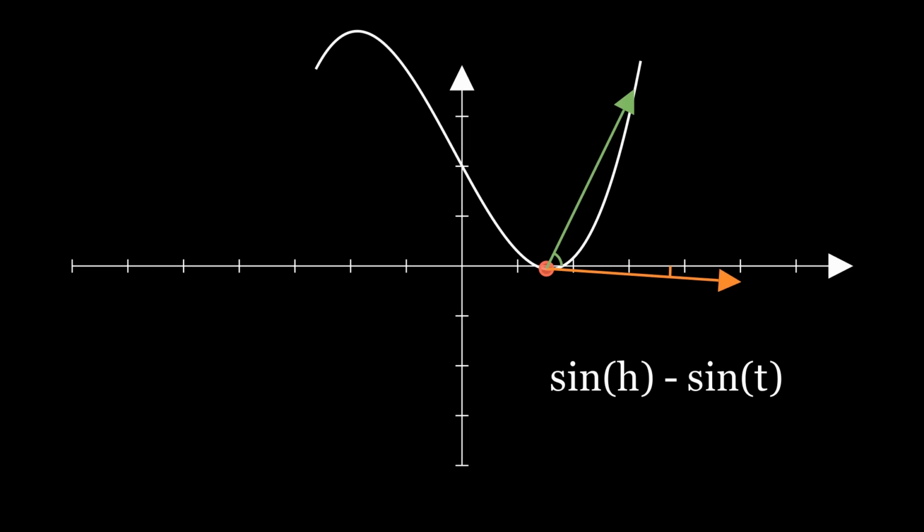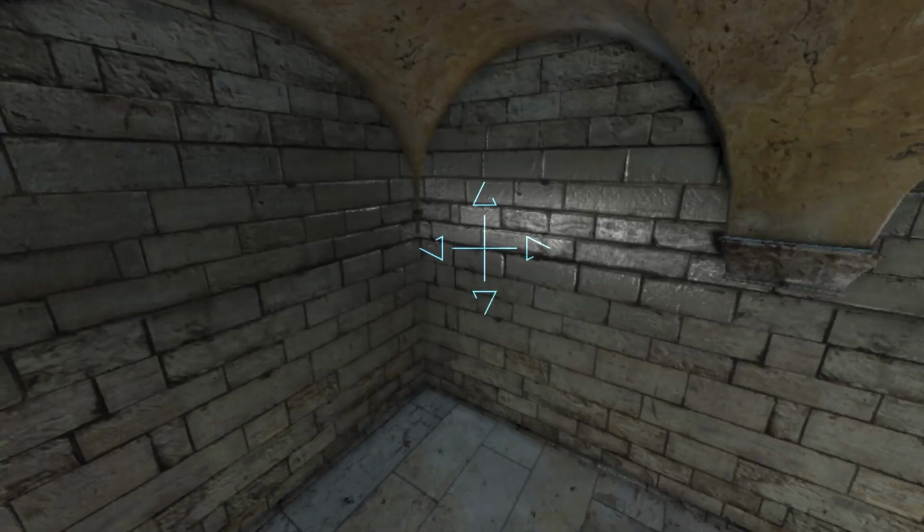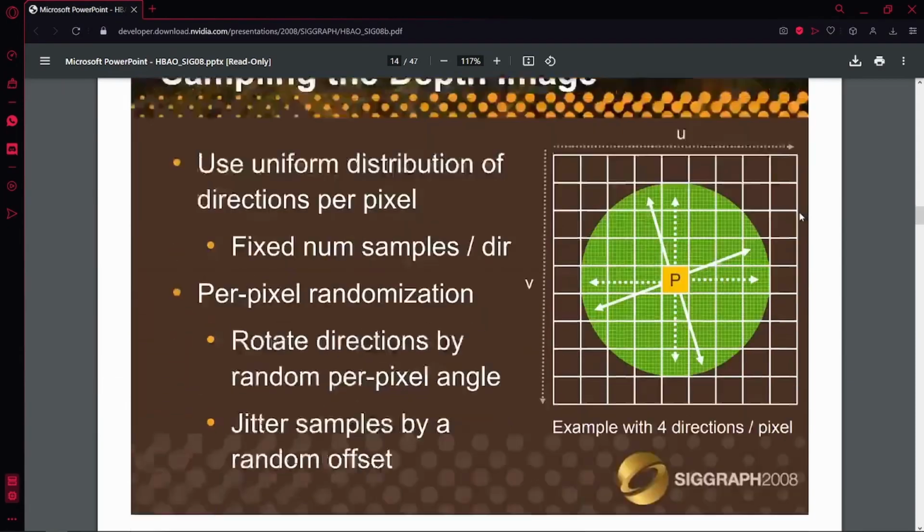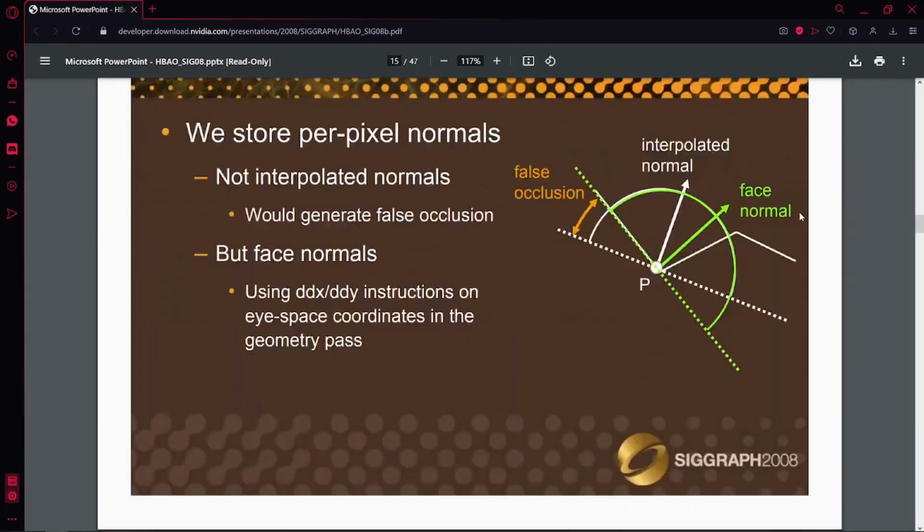This was the calculation of one ray, but we will do this in four directions in our 3D environment and average the result. There are many tricks that people apply here, like rotating the direction for every pixel to get some better results. I have skipped some implementation details, but you can take a look at the presentation in the description if you want to see all the details.